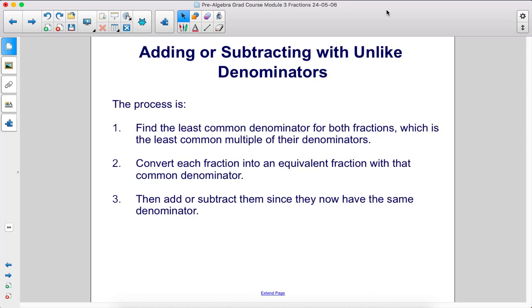Here's the process. Find the least common denominator for both fractions, which is the least common multiple of their denominators. Convert each fraction into an equivalent fraction with that common denominator, then add or subtract them since they now have the same denominator.